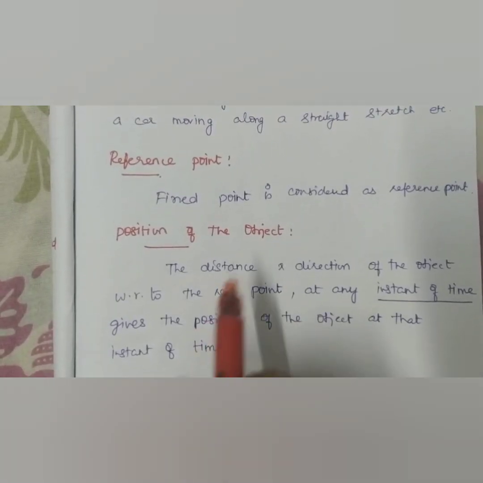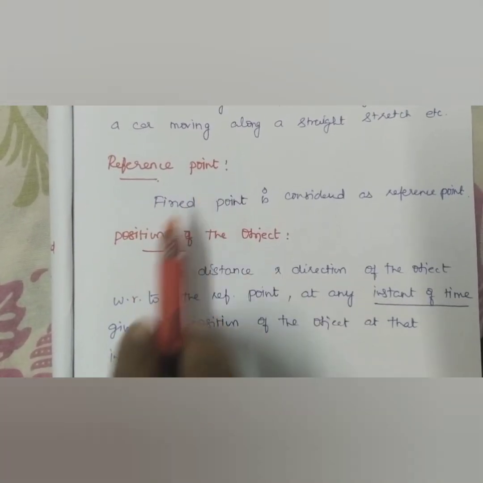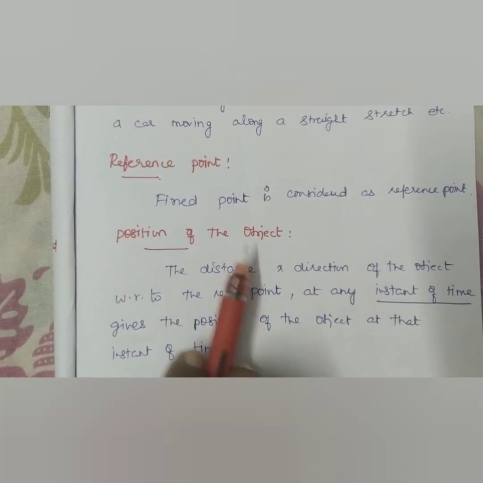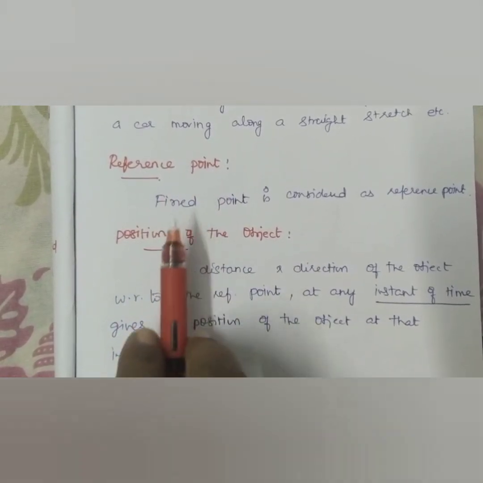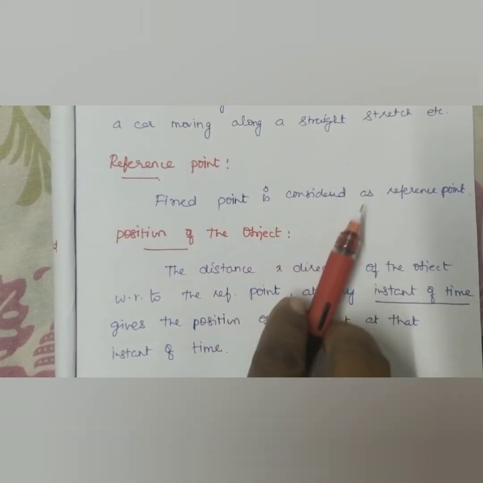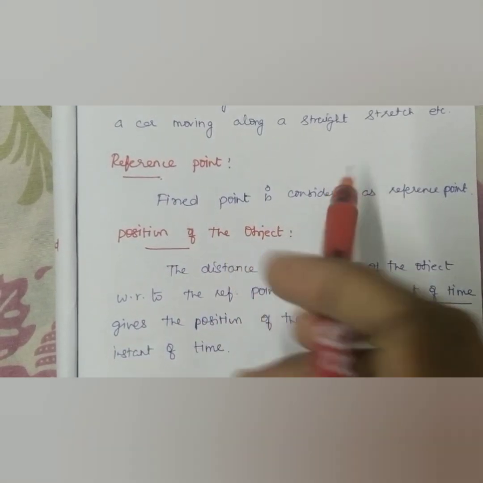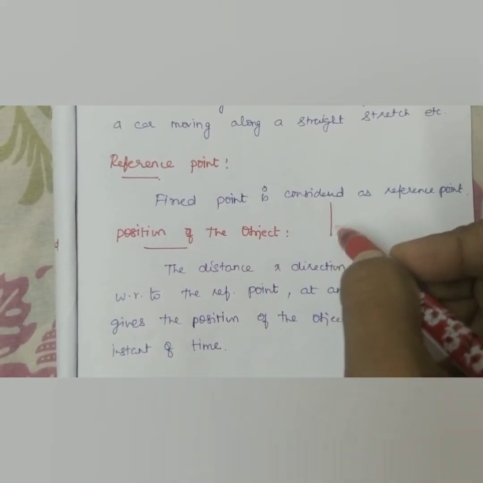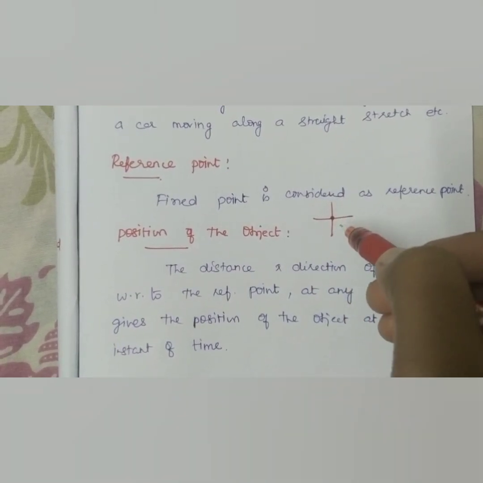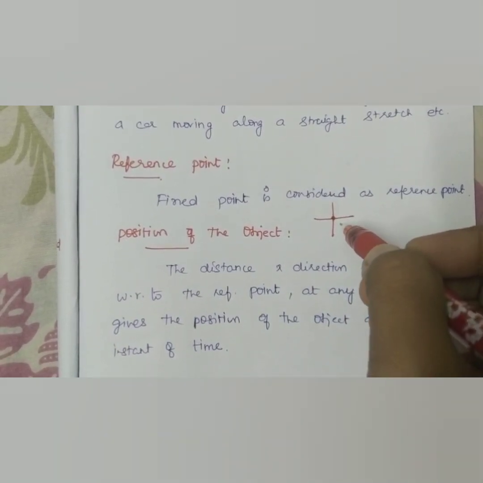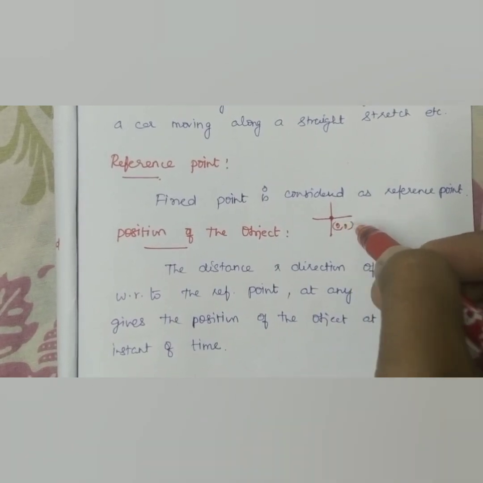Hi kids, next we will see what is meant by reference point and what is meant by position of the object. So reference point is nothing but a fixed point. A fixed point is considered as a reference point. For example, when you draw a graph, mostly we take this point, the center where both the lines are crossing. This we take as a reference point, which is nothing but 0, 0.